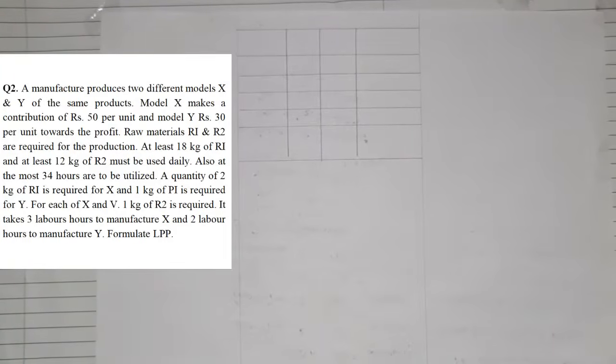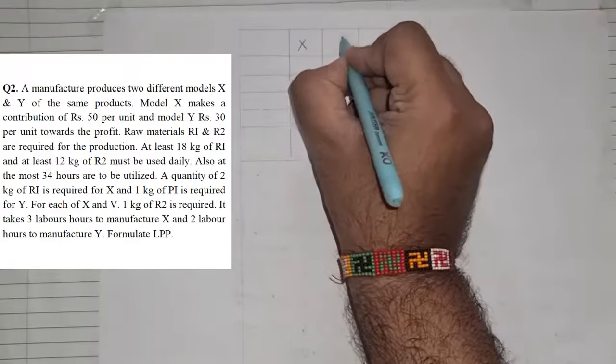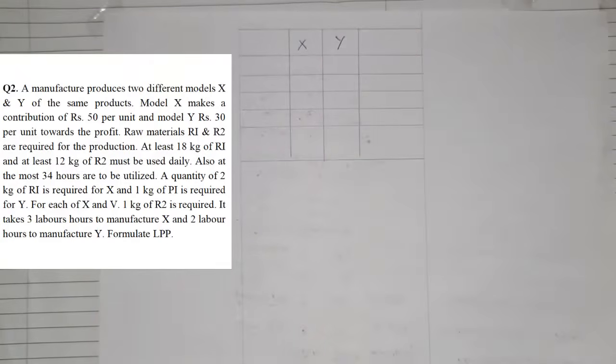A manufacturer produces 2 different models X and Y of the same product. So we have product X and product Y. I've noted down that product X makes a contribution of 50 per unit and model Y 30 per unit towards the profit. So this is related to profits, and if it is profit, it is a maximization problem.